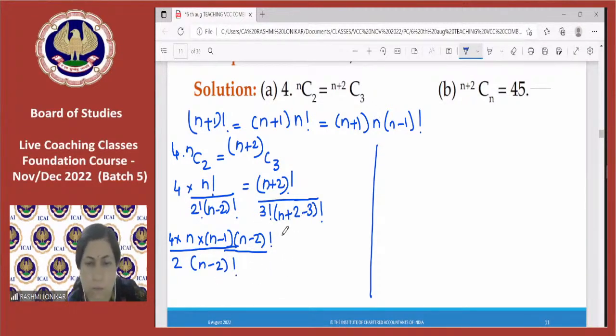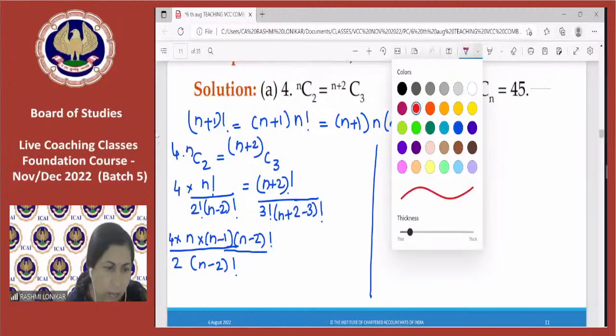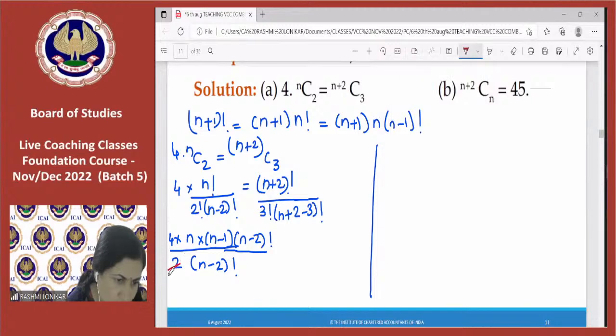Okay. So on the left hand side, let me simplify this. On the left hand side, I will have 2 ones are 2, twos are.